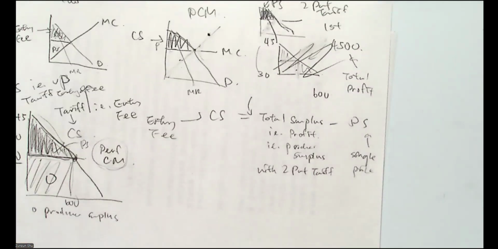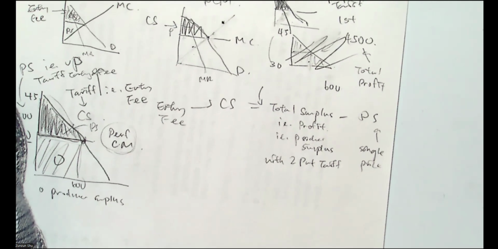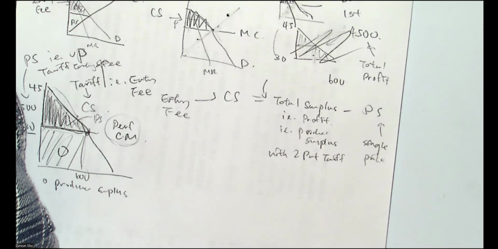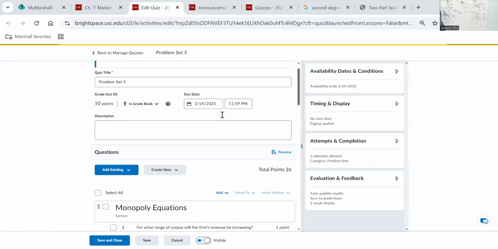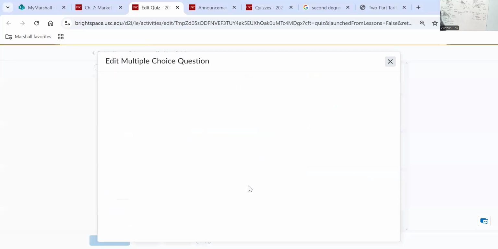Okay, anything else? So what was the answer to 11 again? Let me see. Why can I not minimize this? I would just share the screen. 11, right? Which is the 0.15 question, right?